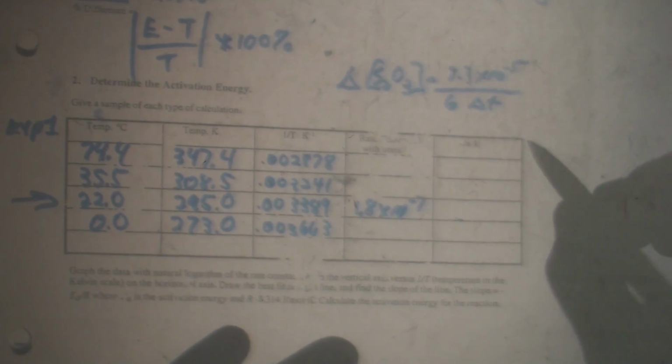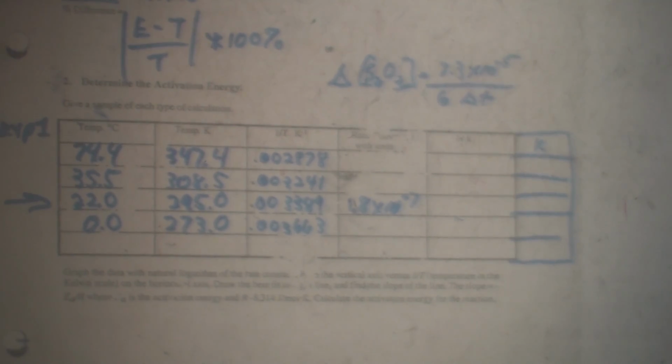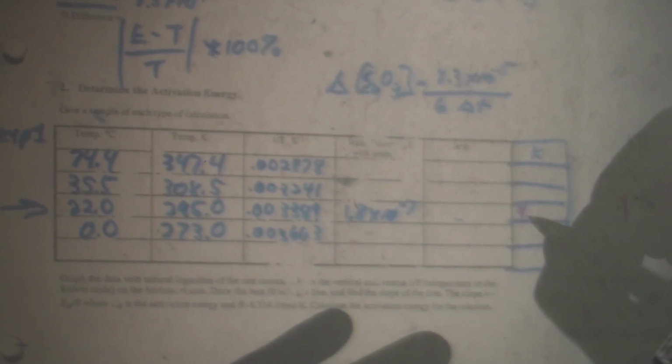And then it might actually have been nice to have one other column in here. Find K. What was the value of K for experiment 1? I'm just going to pick on you, Ava. What was your K value for experiment 1? Not your average, just for experiment 1. 4.28 times 10 to the negative fifth. Okay.